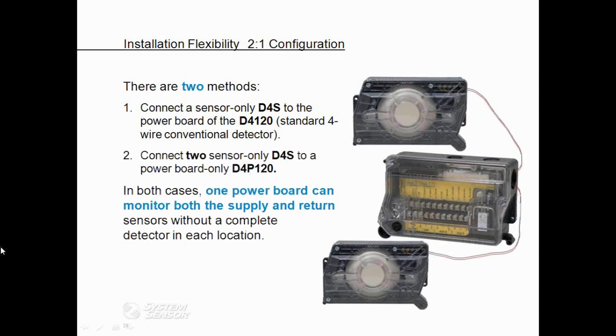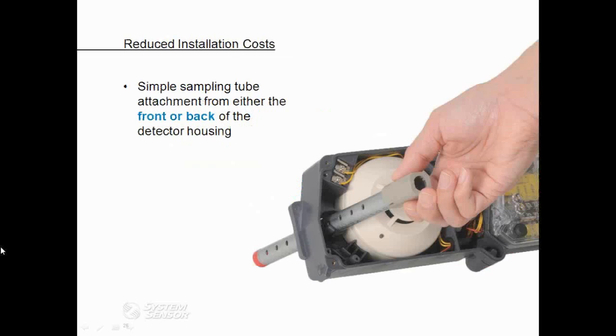The second option is to utilize what we refer to as a fully distributed configuration, where 2 D4S sensor-only components connect back to a D4P120 power board only component. This option is especially useful when space is at a premium. The 2 sensor components can be installed in the supply and the return, and then the power board can be remotely located in a more easily accessible area for wiring and testing.